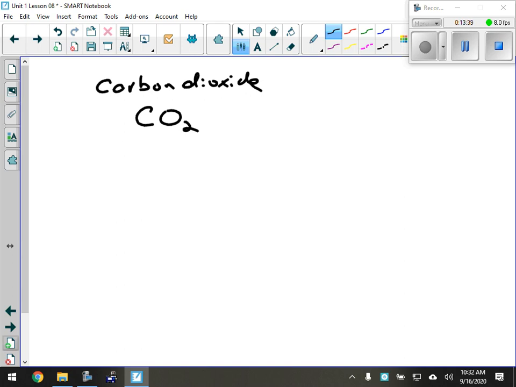Now, I guess I'll do both ways for you. But carbon looks a little something like this. Draw out some neutral atoms. Carbon, oxygen, and oxygen. Okay, so there's a 2 there. Sorry, I'll let you catch up here.